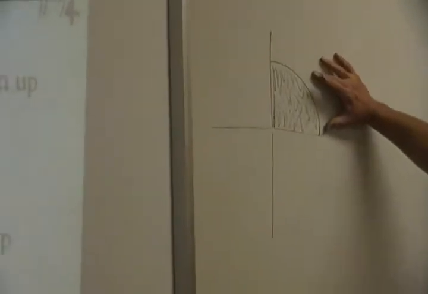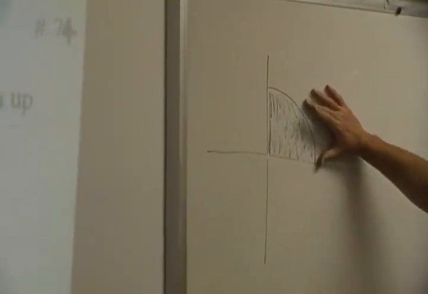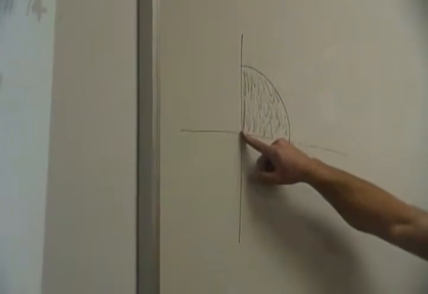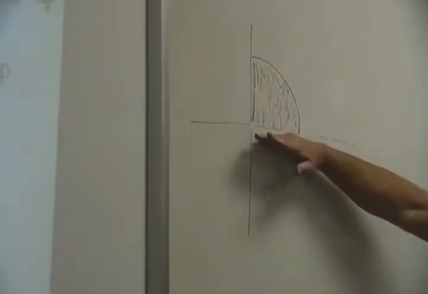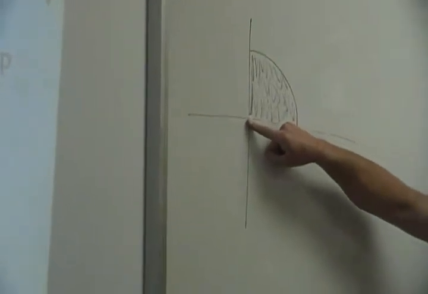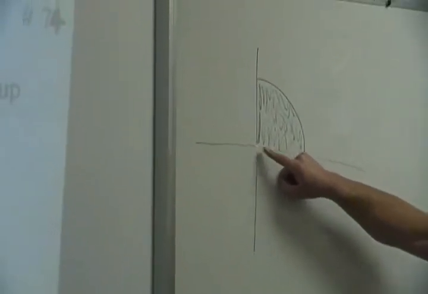Now, what do we call the DISC method? In the next lesson, we'll distinguish between DISC method and washer method, and we will do that when I come back. But the DISC method is used whenever your region is flush up against your rotation line all the way from the beginning of the integral to the end of the integral, from the lower limit to the upper limit, in other words. Okay? So the DISC method would be used here because we are flush up against.